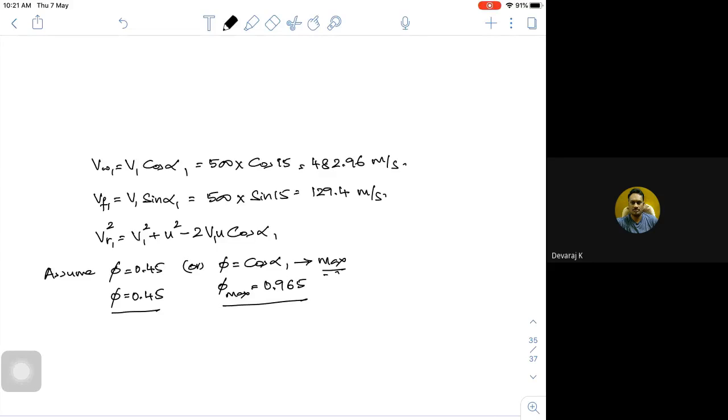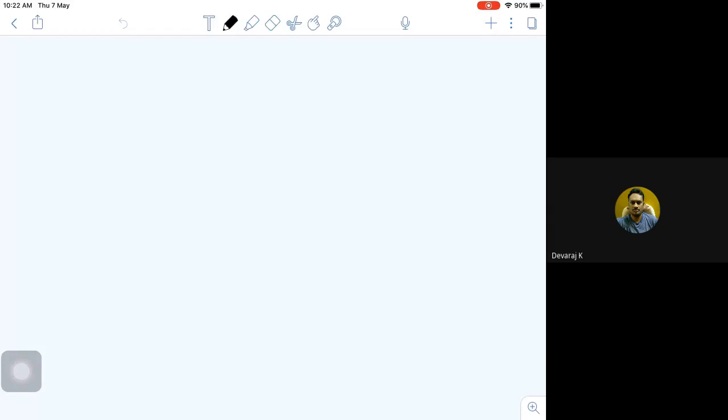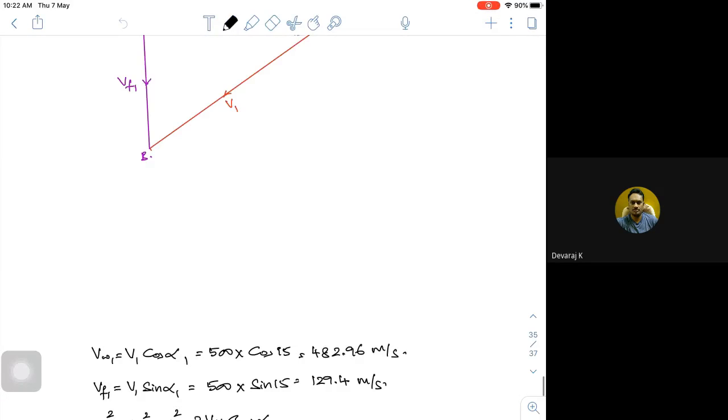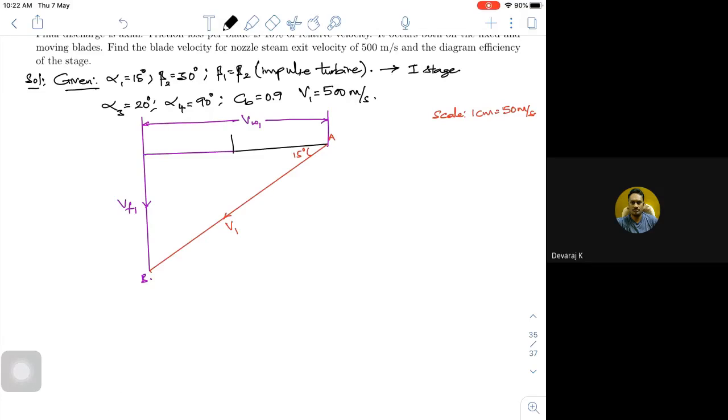So let's take phi equal to 0.5. Phi is equal to u by v1. I know the value of v1, so u is equal to phi into v1, or 0.5 into 500, which will be 250 meters per second. Then this will be exactly 5 centimeters.